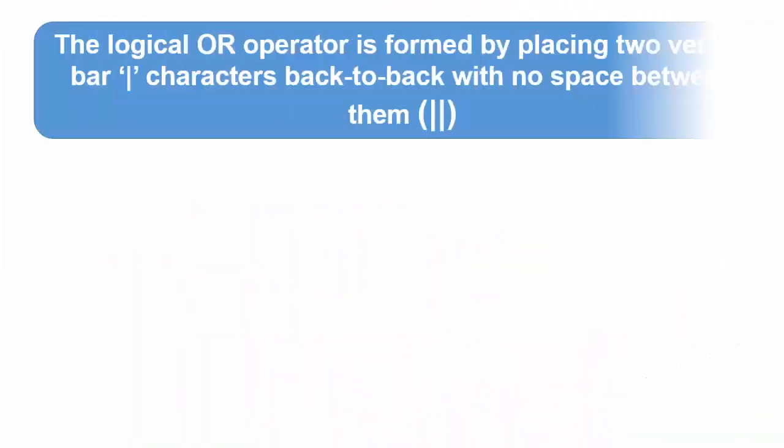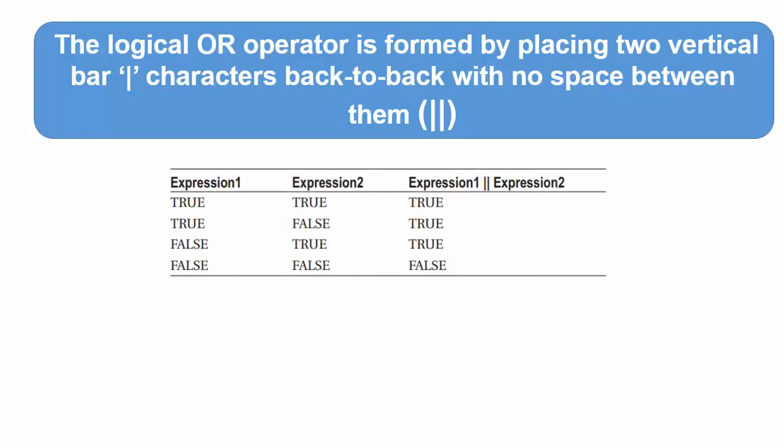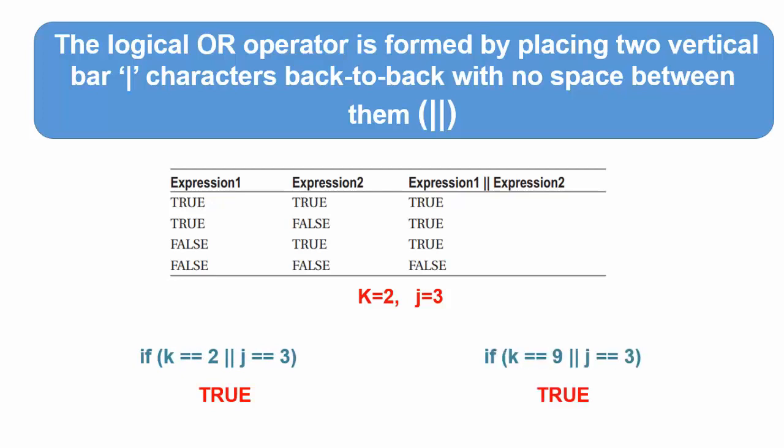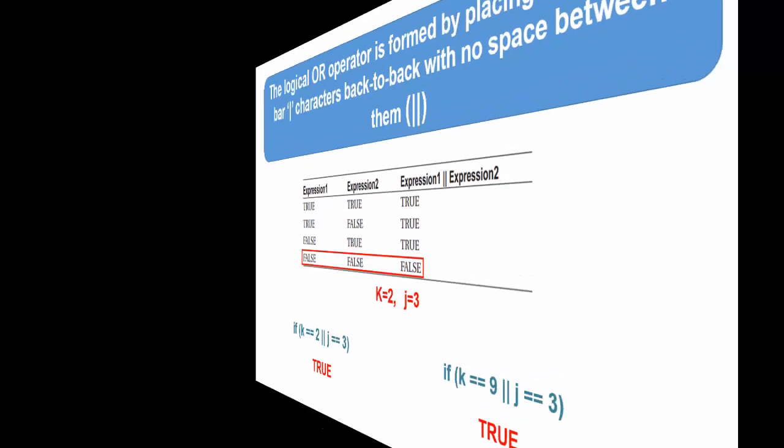The logical OR operator is formed by placing two vertical OR characters back to back with no space between them. This is the truth table for the OR operation. Once again, suppose you have variables k and j and k equals 2 and j equals 3. Then the following expression is true. Now, this statement is also true despite k not being equal to 9 because the logic OR is only false when both expressions are false.